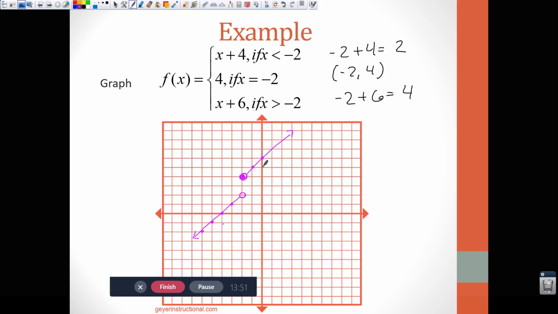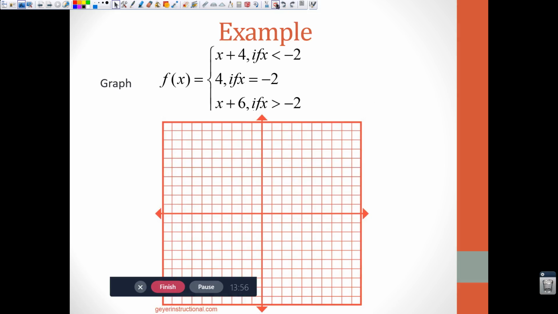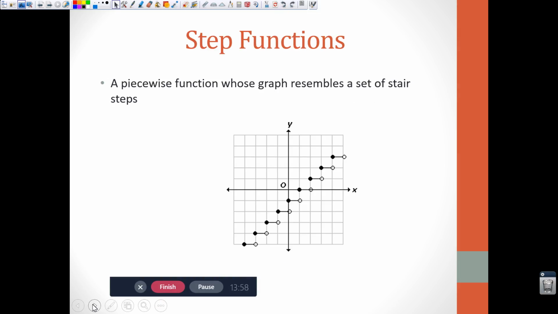Now let's talk about graphing step functions. A piecewise function whose graph resembles a set of stairs, steps, is a step function. And this is an example.